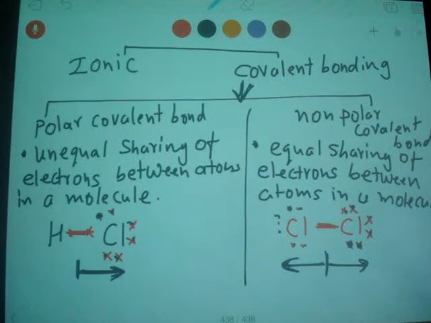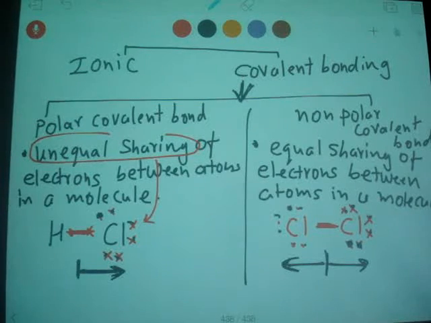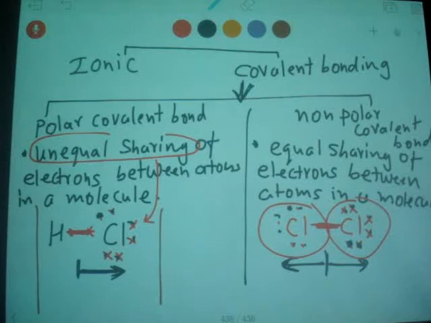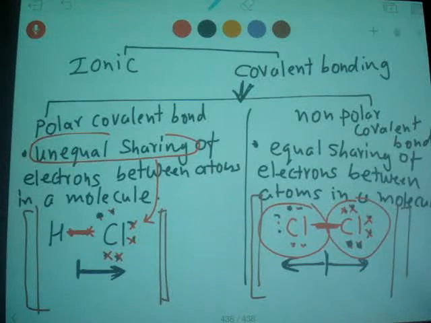So equal sharing and unequal sharing. This is what you can call unequal sharing of electrons. You see, on one side there are more electrons in the bond, while here both sides have equal electrons, right? Now when you place these molecules in an electric field, what happens? Let's say this is the electric field.